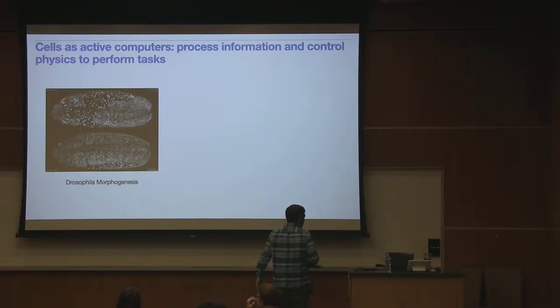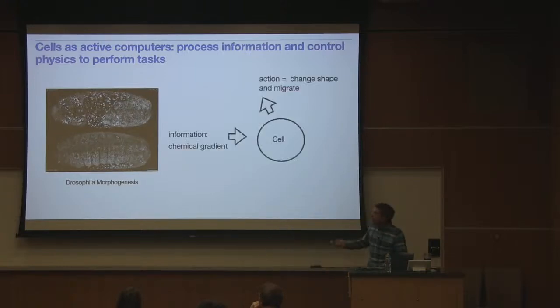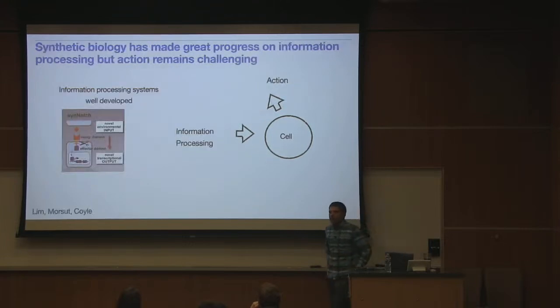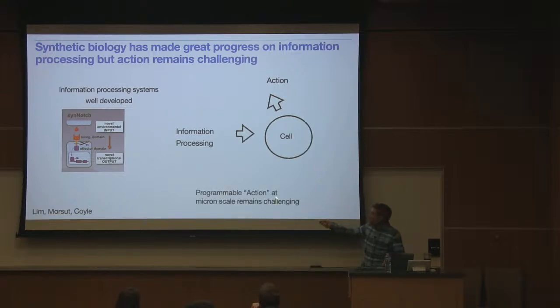bend to undergo gastrulation. And so again, we have cells receiving information in the form of chemical gradients, and then they're acting, they're generating internal forces to move and migrate. And thinking about synthetic biology, I would argue that synthetic biology has really made unbelievable progress on the information processing front of things. So we can build remarkable systems like the SynNotch system that really allow us to manipulate how cells receive and process information. But I would argue we've made much less progress so far on actuation.